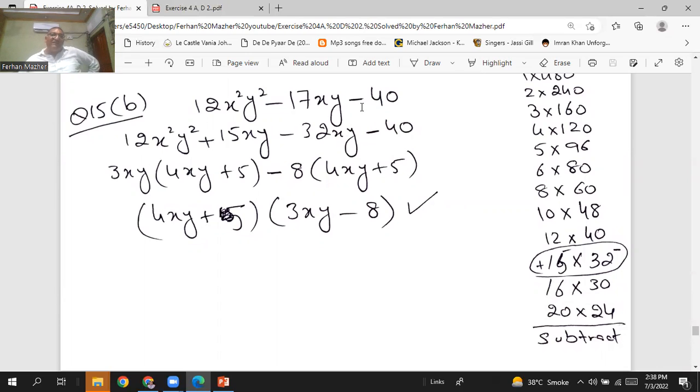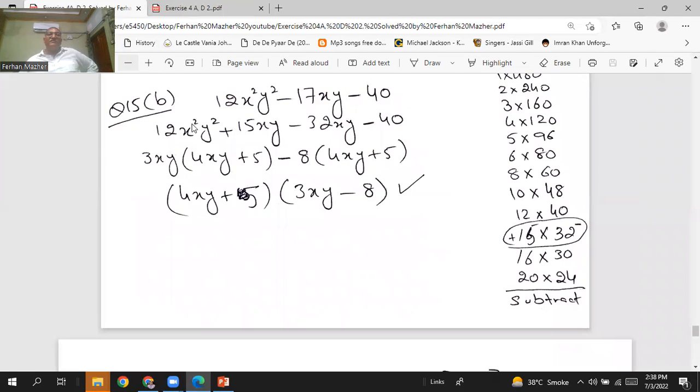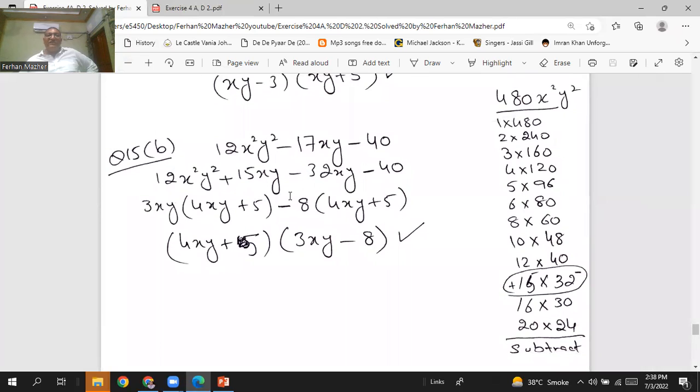So with the third term, you have negative sign. So I write here subtract. So I have to choose that pair which by subtraction will give me minus 17. So 32 and 15 will give you 17. Because you want minus 17, with the bigger number I will put minus sign. With the smaller number, I will write positive sign. So I will do the midterm breaking: 12x squared y squared plus 15xy minus 32xy minus 40.